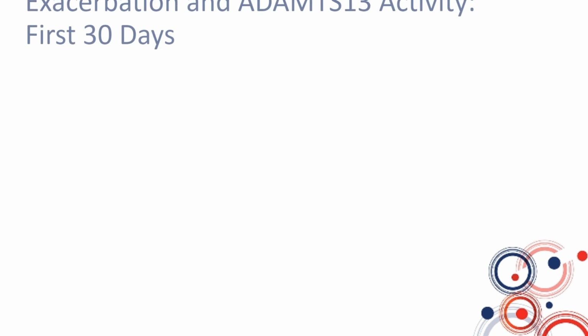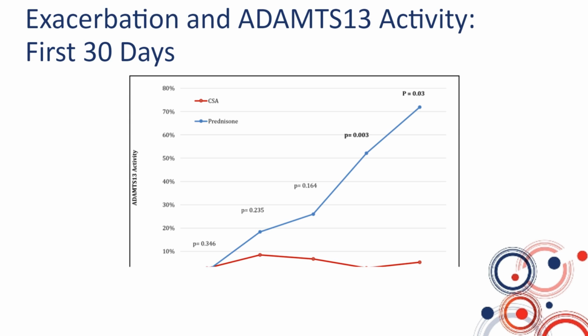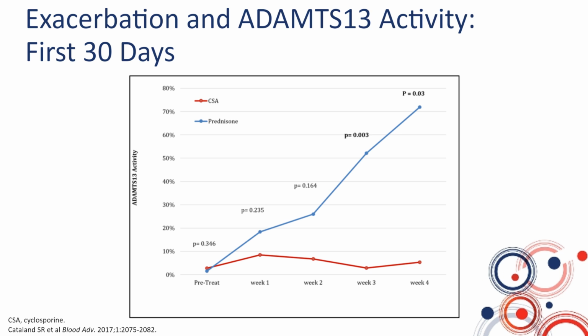So this is a slide taken from a prospective randomized study we did at our institution comparing prednisone versus cyclosporin as adjuncts to plasma exchange, with the endpoint being exacerbation rate. There was no significant difference, but as you can see, the improvement in the ADAMTS13 activity happened more quickly in the prednisone arm of the study. So I would tell you to disregard the cyclosporin data here and just focus on what happens to a patient's ADAMTS13 activity in those first 30 days after they're recovering from an acute episode.